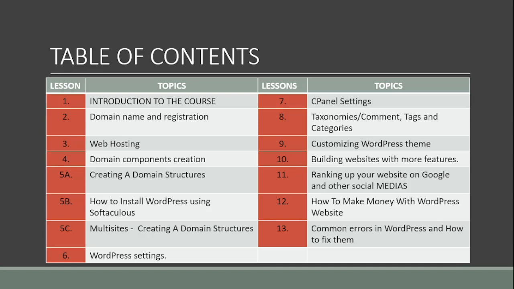The seventh one is cPanel and settings. There are a lot of settings regarding the usage or usability of the control panel. Then taxonomy: comments, tags, and categories are called taxonomy. Number 9 is about customizing the WordPress theme, and 10 is building websites with more features. There are other features you need to learn and know to create a professional website.